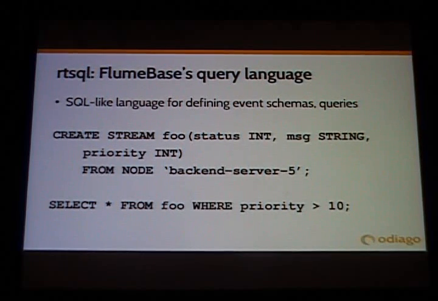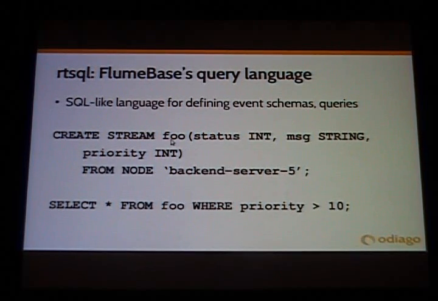Flume-based queries are actually written in a SQL-like language called RT-SQL, and it's very similar to SQL. It lowers the learning curve, and frankly, it's pretty expressive for most of the sorts of things that you'd want to do. So instead of saying create table, you might just say create stream, which defines an infinite stream of information that's pulled from some Flume-based source.